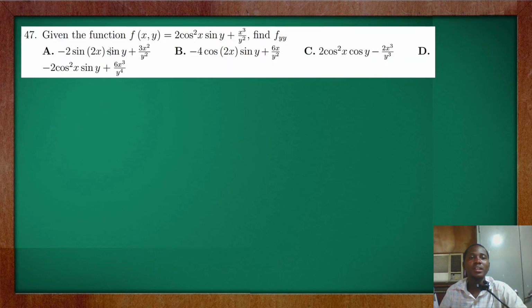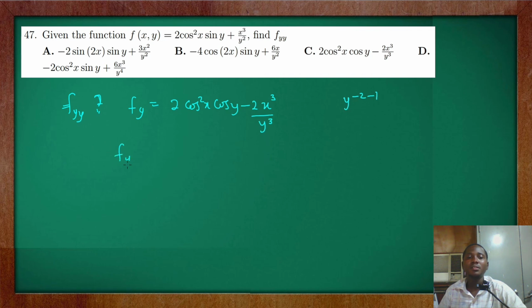In this question, they say given the function f of x comma y to be this, we have to find the second partial derivative with respect to y. Alright, so first thing is that we need to find the partial derivative of f with respect to y. And if we do that, keeping x as constant, that means we are going to have 2 cos squared x cos y minus, here we have y raised to the power minus 2, that means we are going to have minus 2x cubed over y, then subtract 1, that means we have minus y cubed.